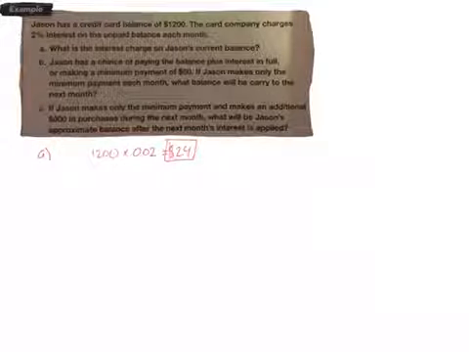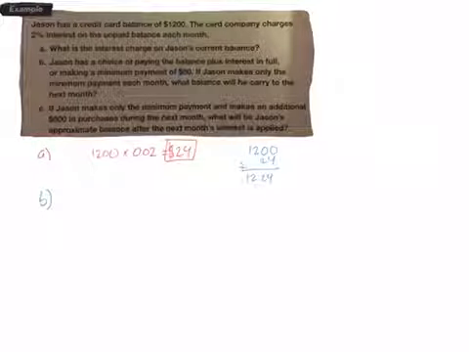Part B says Jason has a choice of paying the balance plus interest in full, or making a minimum payment of $50. And that's kind of where credit card companies get you, is they say, you know what, you don't have to pay all of it. You can just pay $50 as minimum monthly balance. So notice how much he owes at the end of this month is going to be $12,000 plus the $24, right? So $1,224. So part B. That's how much he owes.